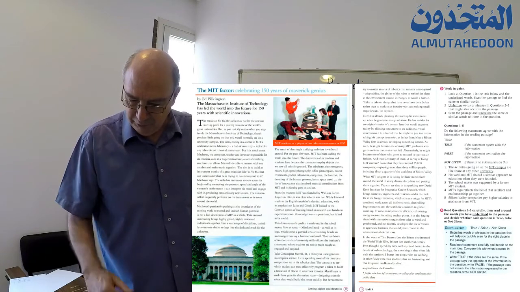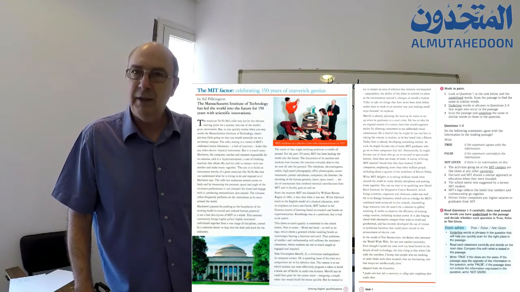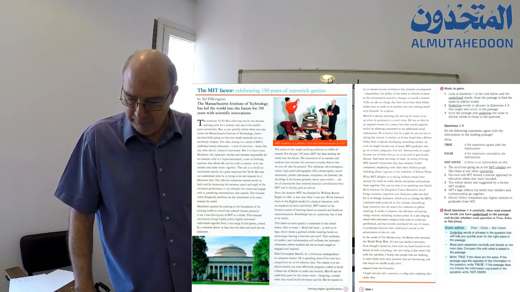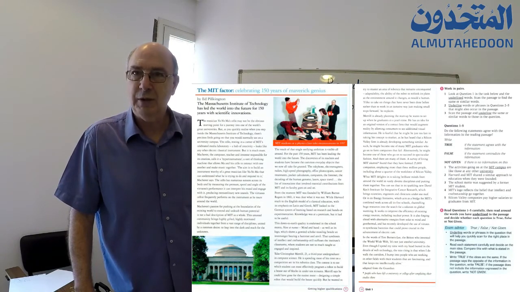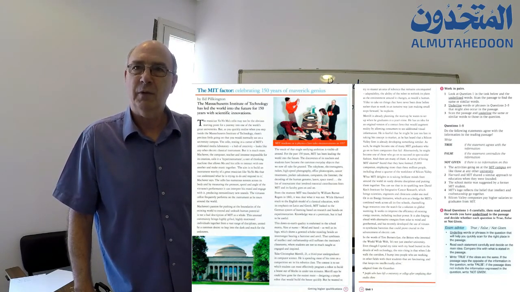Or let's look at this first. It says questions 1 to 5. Do the following statements agree with the information in the reading passage? Write true if the statement agrees with the information, false if the statement contradicts the information, not given if there is no information on this. In other words, if we cannot answer the question true or false, then it's going to be not given. All right, let's look at number 1. And remember, this will be the first one we find in the text.